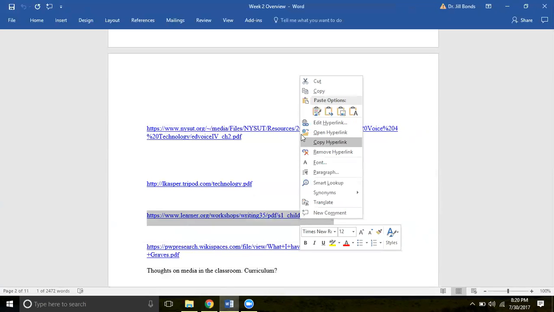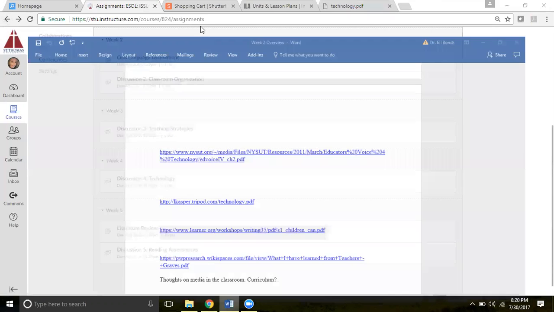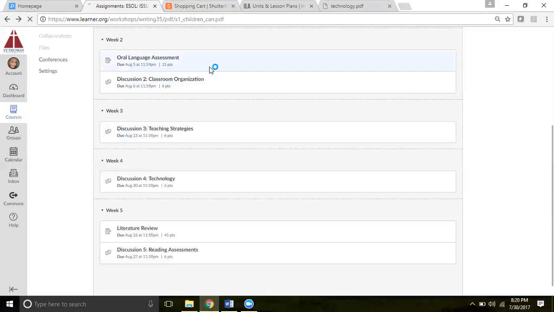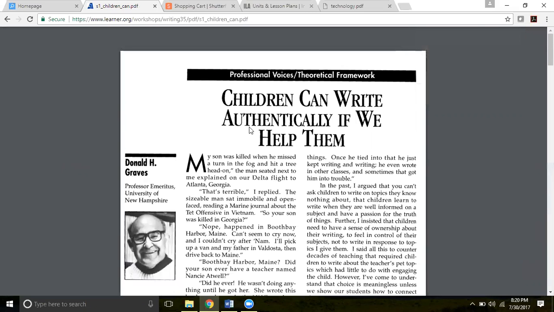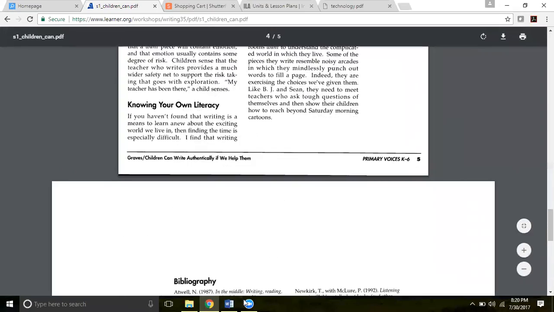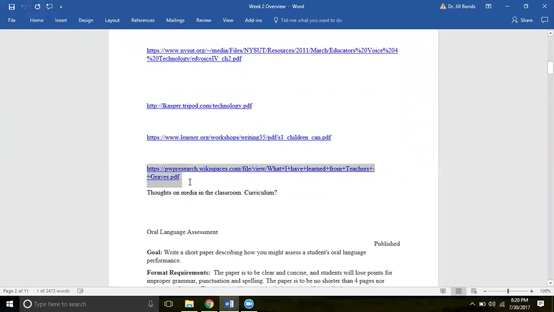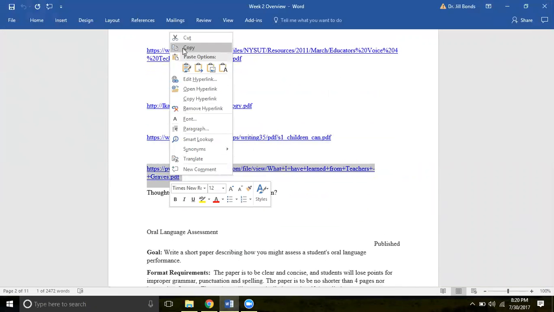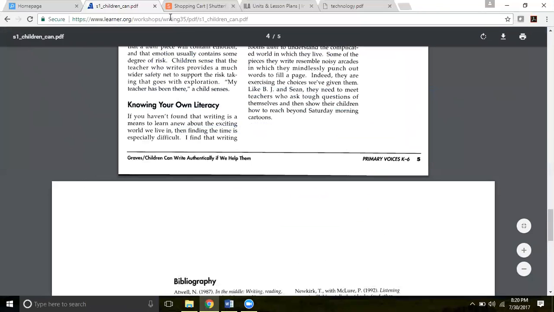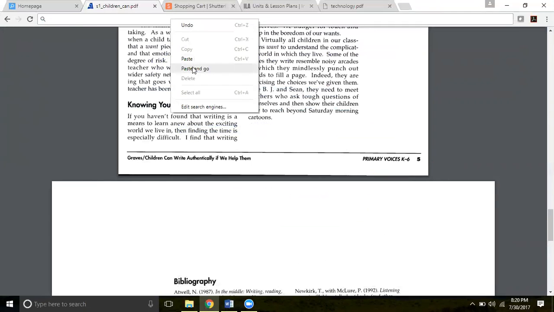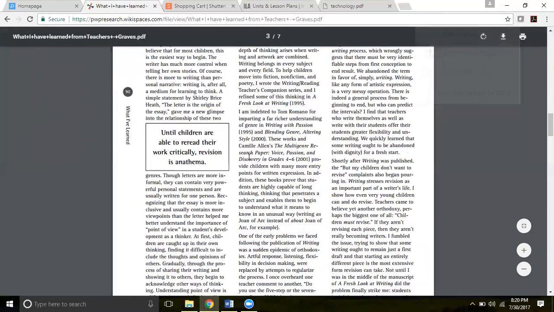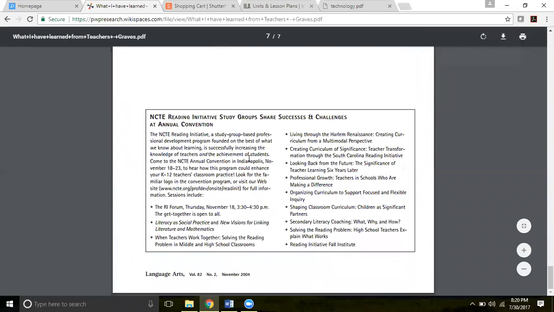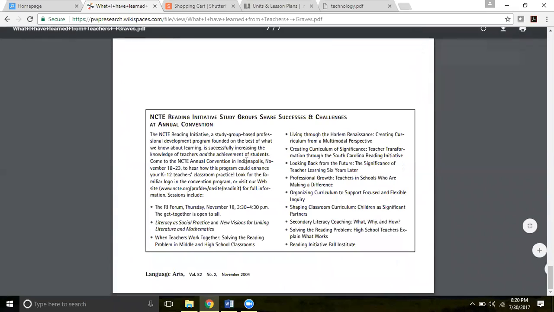The next is writing workshops. This is by Donald Graves, who is a professor from the University of New Hampshire. It talks about what is writing and why students write and what makes them thoughtful and interactive writers. Please read it. Some really good and informative stuff that you can use in all disciplines. And the next, what I've learned from teachers of writing, really talks about how children write, but it's not just children. It's for all individuals that are learning how to write.